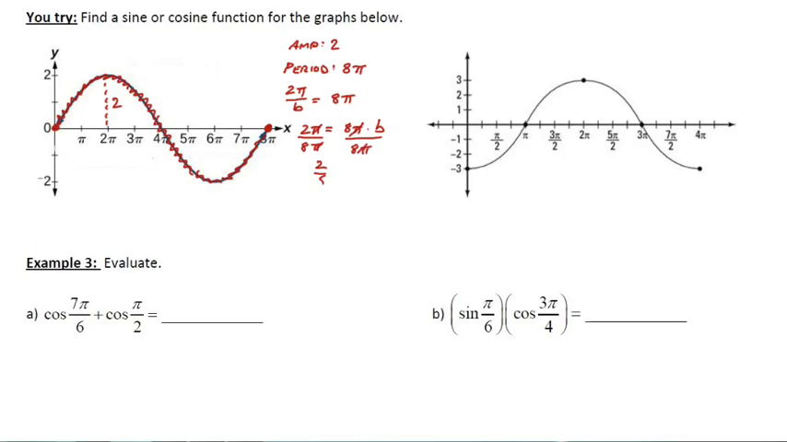So if you look here, how I solve that, I would multiply both sides by b and then get b by itself, so divide both sides by 8 pi, and what I get is a b value of 1/4. One way to think about it is if my period was 2 pi regularly and now is 8 pi, that's 4 times as long, which means my b value should be 1/4.